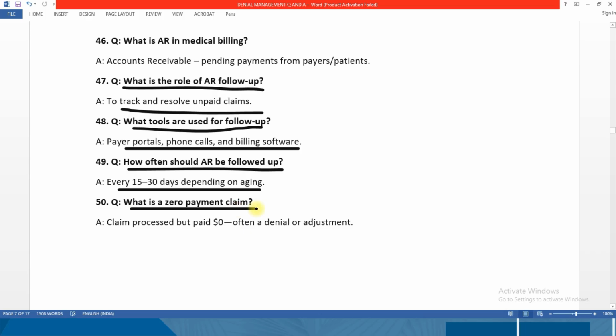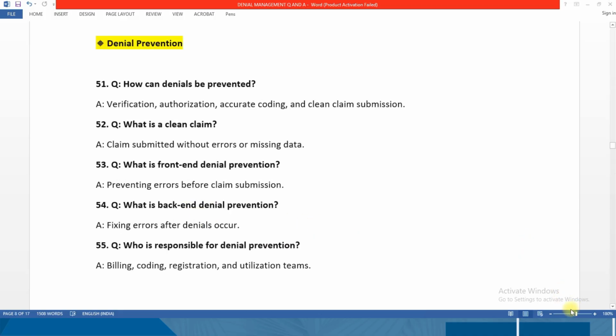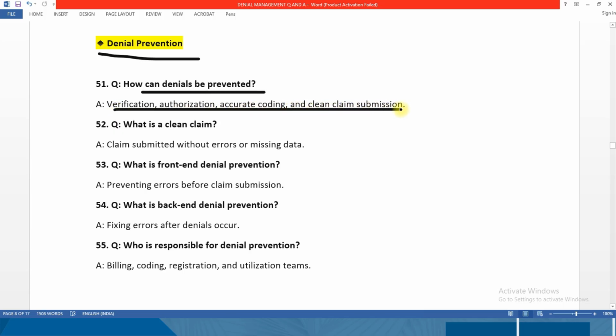So what is a zero payment claim? A claim processed but paid zero, often due to a denial or adjustment. So this is the zero payment claim. Next we will see a few Q&A related to denial prevention. How can denials be prevented? We need to verify authorization, ensure accurate coding and clean claim submission. Then only we can prevent the denials.